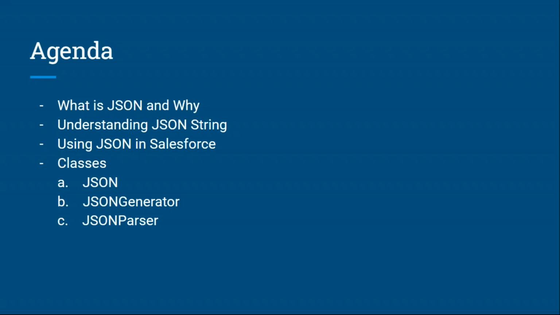And JSON is often used for transferring data from one application to another application, from server to web page, or from web page to server, and so on. These are the general use cases that we see in JSONs.